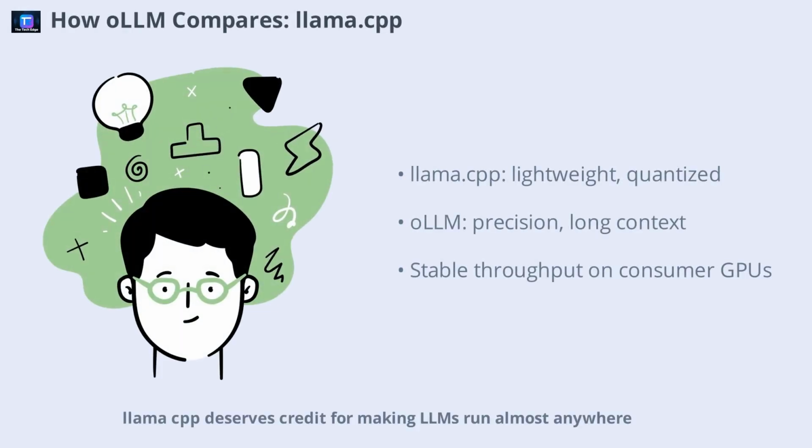llama.cpp deserves credit for making LLMs run almost anywhere, including on phones and Raspberry Pi devices. It achieves this through heavy quantization and C++ optimization, making it great for lightweight use cases. However, if you need FP16 or BF16 precision and want long context inference with stable throughput, oLLM stands out as the better choice. It's all about balancing performance and precision without sacrificing accessibility.